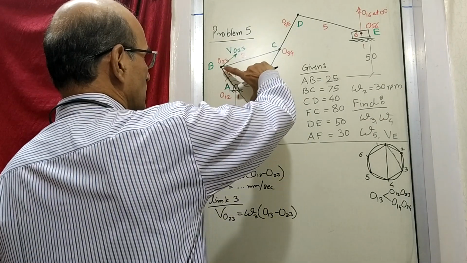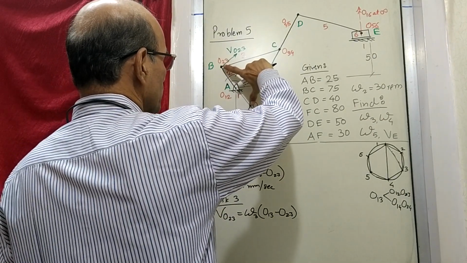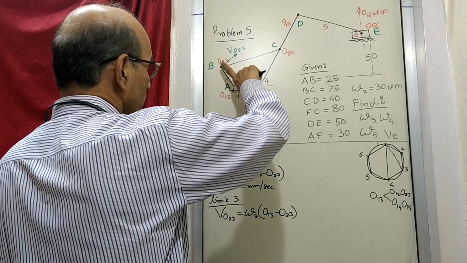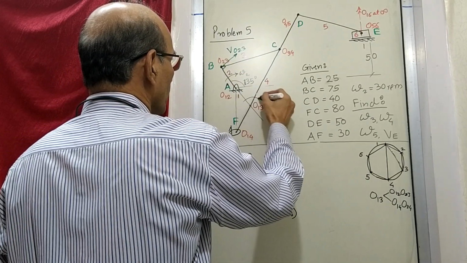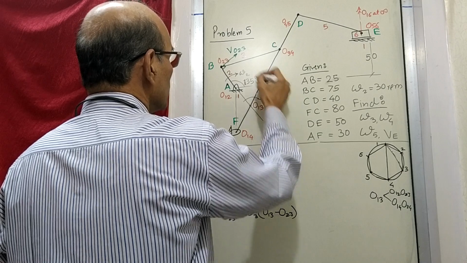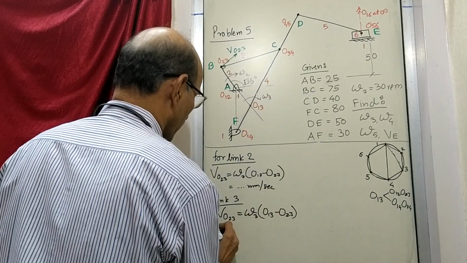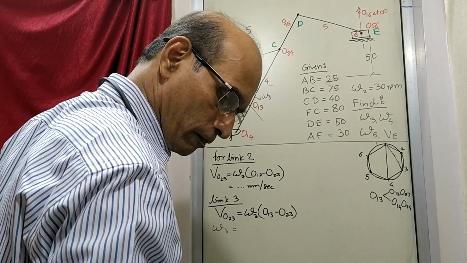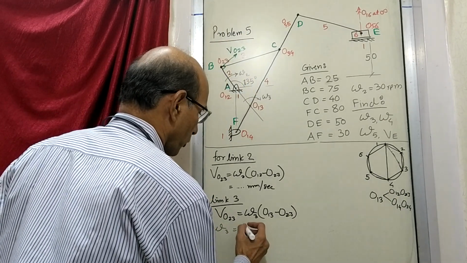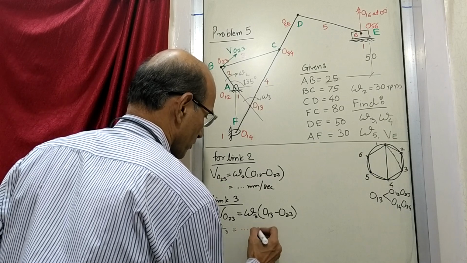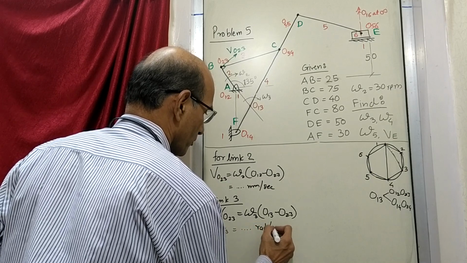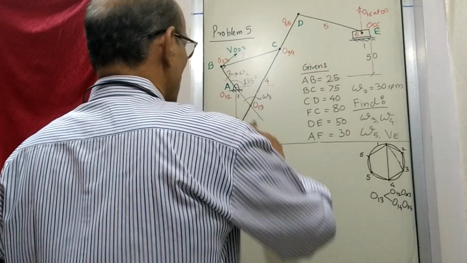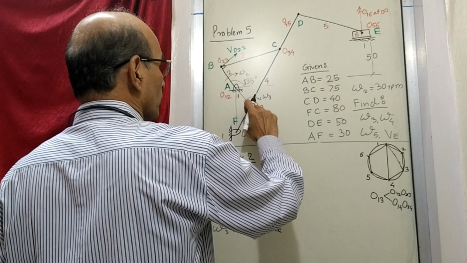Now we measure the distance from O13 to O23. This distance is known and the velocity is already known, so that will give you the angular velocity omega 3, which is equal to velocity upon distance. This upon this is omega 3, and the direction is clockwise because this is the center of rotation.